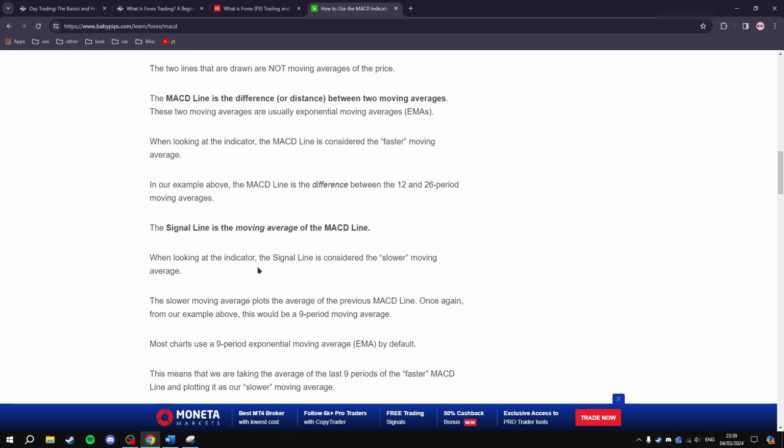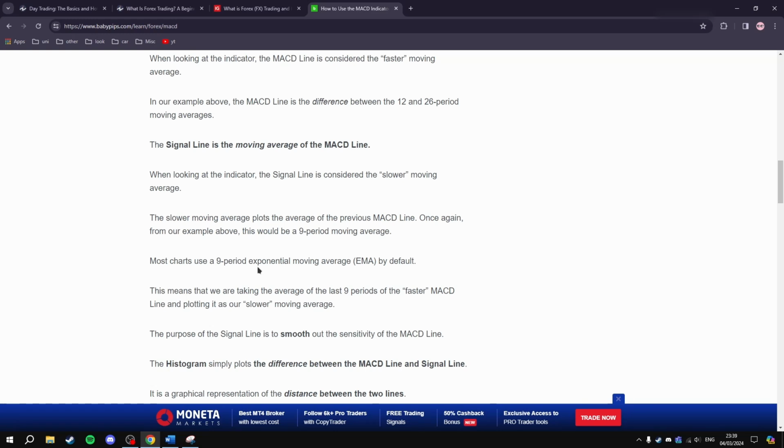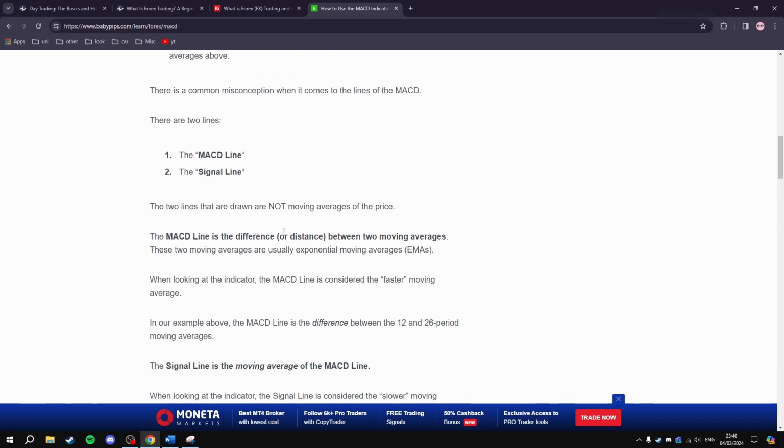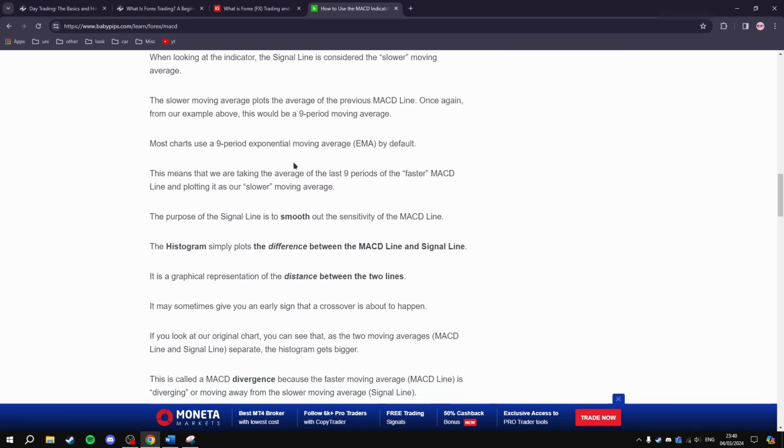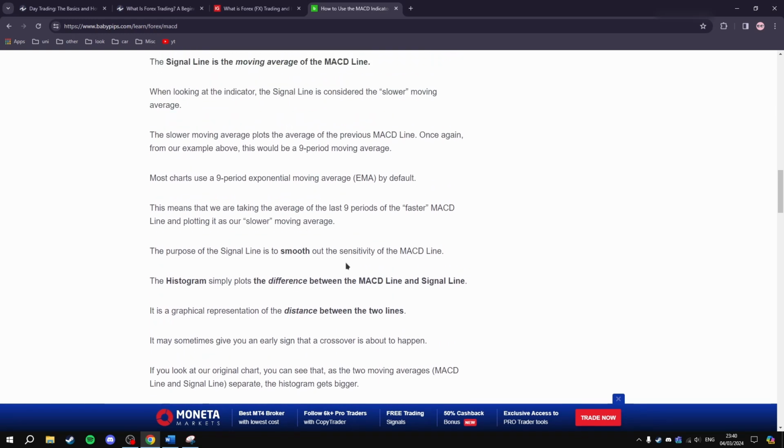But how come it's 9 though? Where did they get 9 from? Most charts use a 9 period exponential moving average by default. This means that we are taking the average of the last 9 periods of the fast MACD line and plotting it as our slower moving average. So it's just the average of the differences. Oh, right, okay.